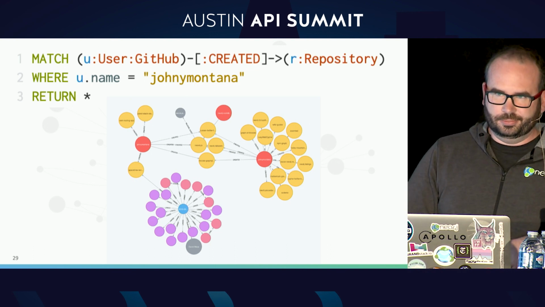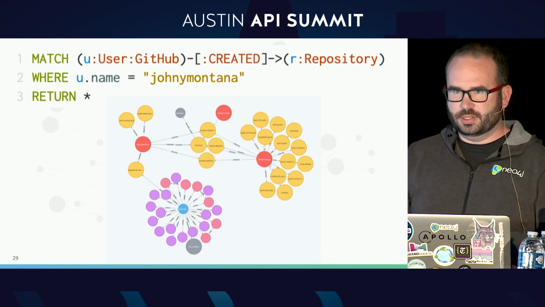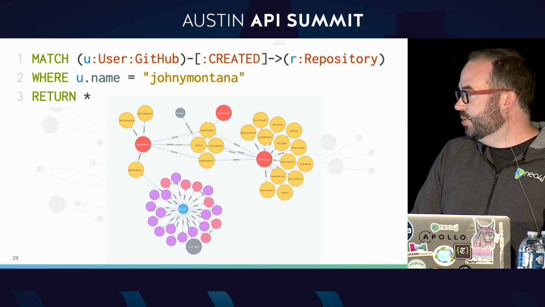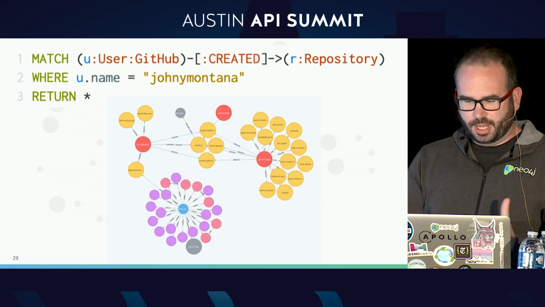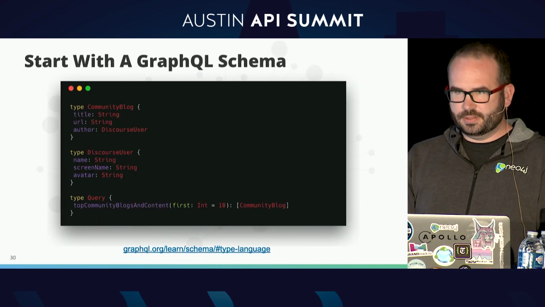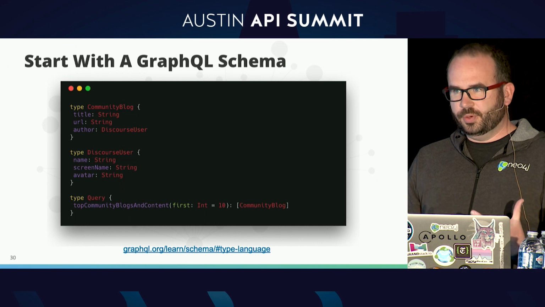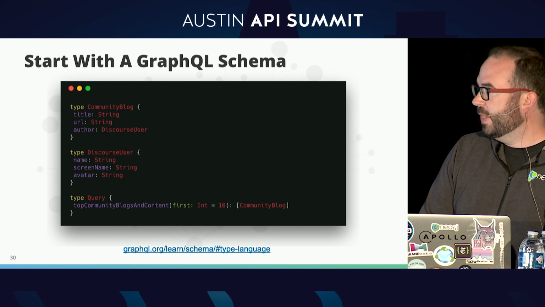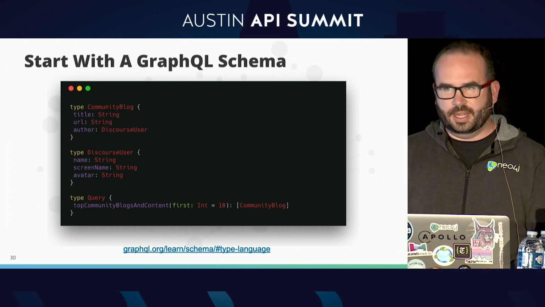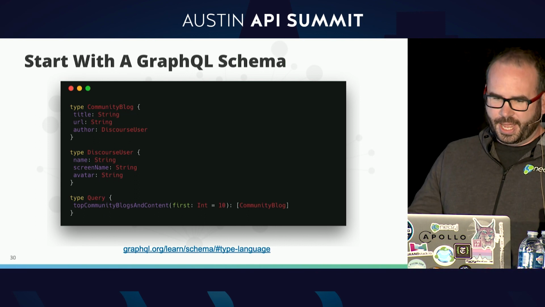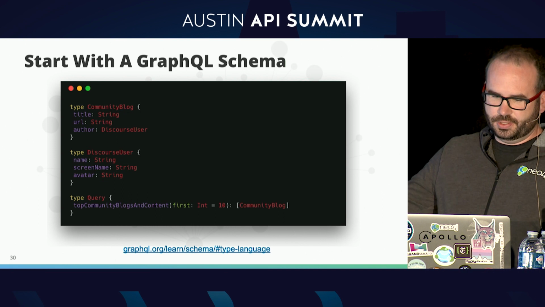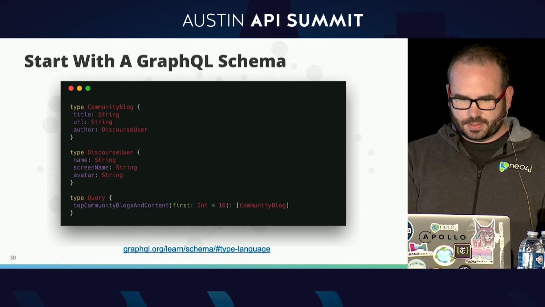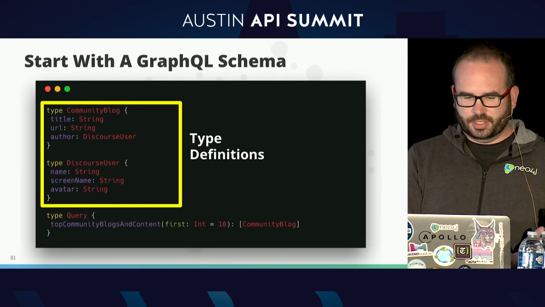But of course, we're building this web application. We can't just expose any arbitrary database queries. So we want to build a GraphQL API on top of this. How do we do that? Well, we start with our GraphQL schema that defines our types. So here we have blogs and the users that are the author of the blogs. Those are our type definitions.